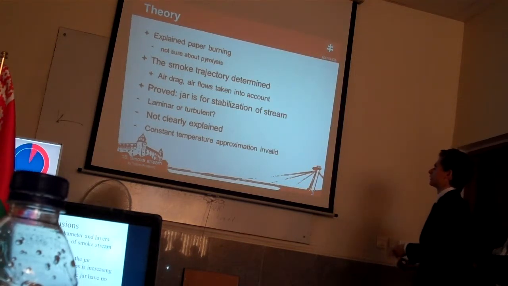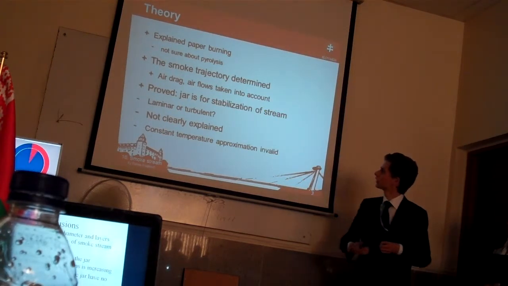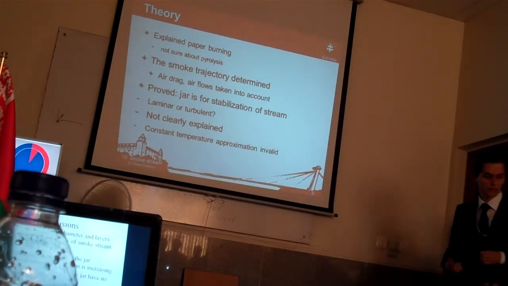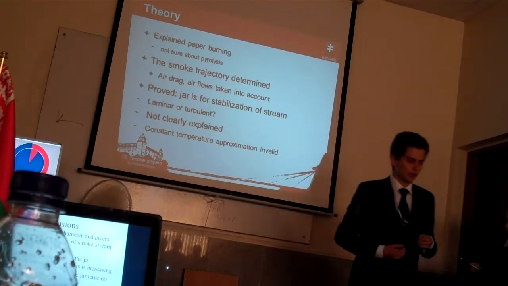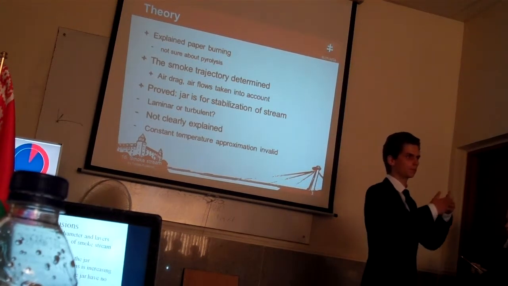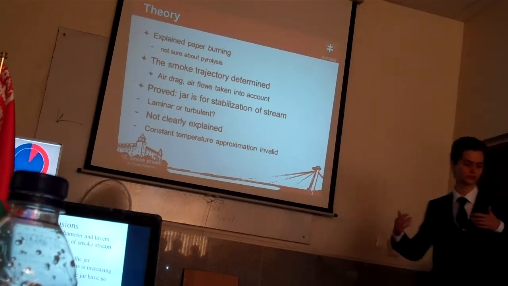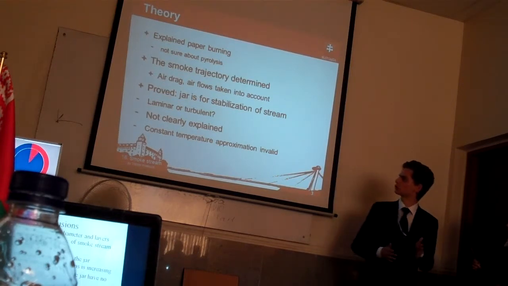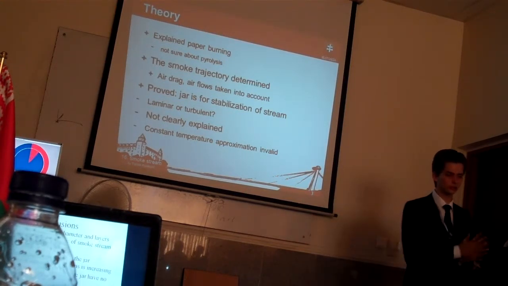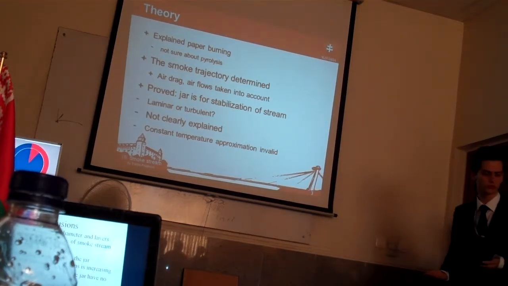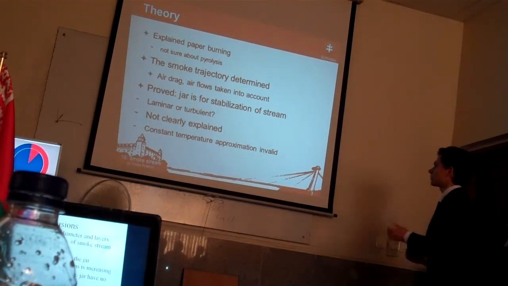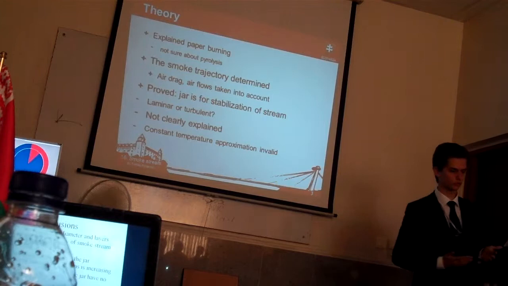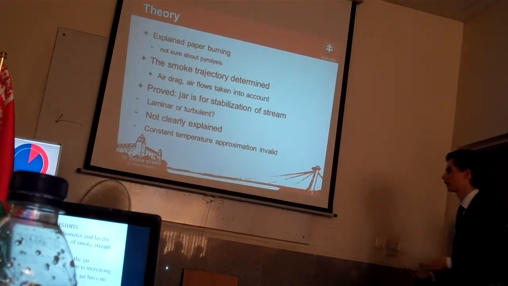They tried to determine the smoke trajectory, although the air drag and airflows were taken into account, maybe not really correctly as they should be. And there was some proof that the jar is needed for stabilization of the stream, although we aren't exactly sure when or where it should be laminar or turbulent, or where the interface between these two phases of the stream should be. And it wasn't really explained how or where or when the constant temperature should work.